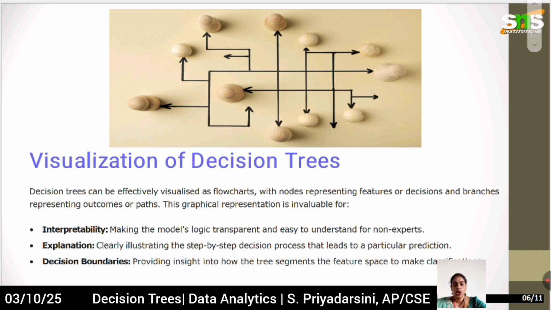Next is visualization of decision trees. One of the biggest advantages of decision trees is that they can be easily visualized as a flowchart. Each node represents a feature and each branch represents a possible outcome. This visualization helps in three ways. First, it makes the model interpretable, so even non-technical stakeholders can understand it. Second, it clearly explains the decision process. And third, it helps us see the decision boundaries, how the model is dividing the feature space.